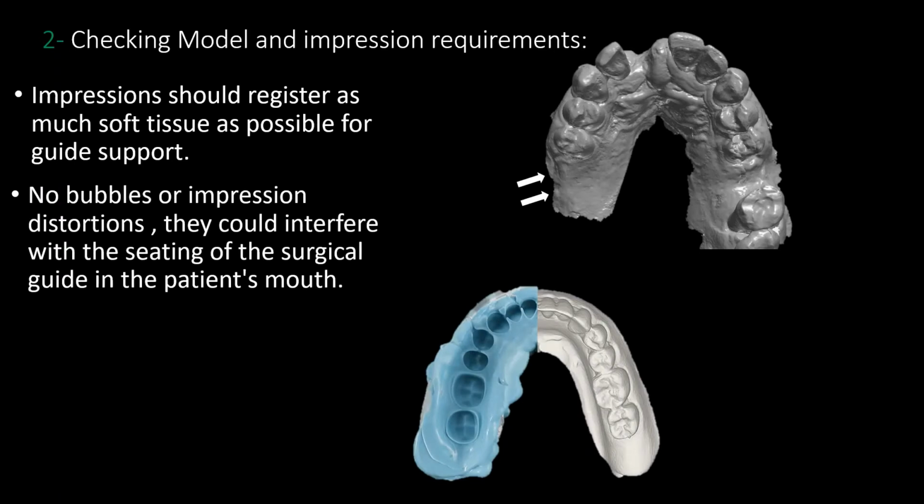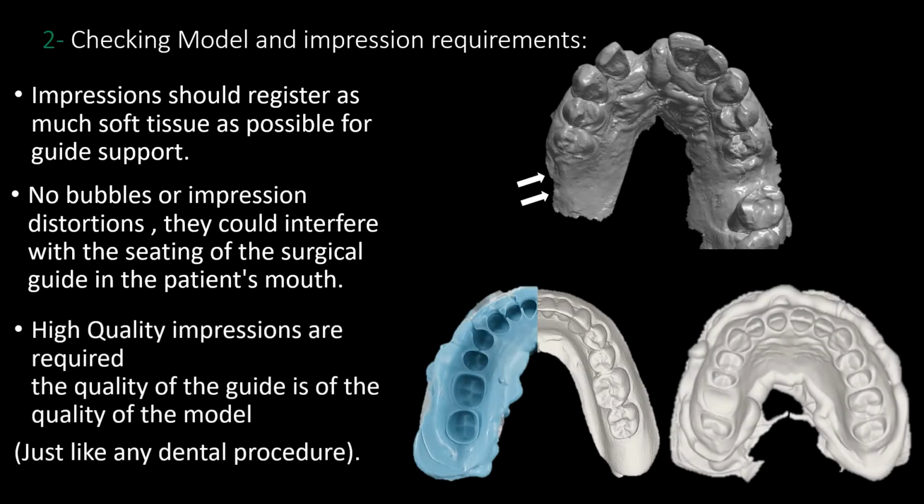Make sure there are no bubbles in the impressions and there are no distortions. The reason why is because these bubbles could interfere with the seating of the surgical guide in the patient's mouth eventually. High quality impressions are required. The quality of the guide is the quality of the model, just like any other dental procedure.